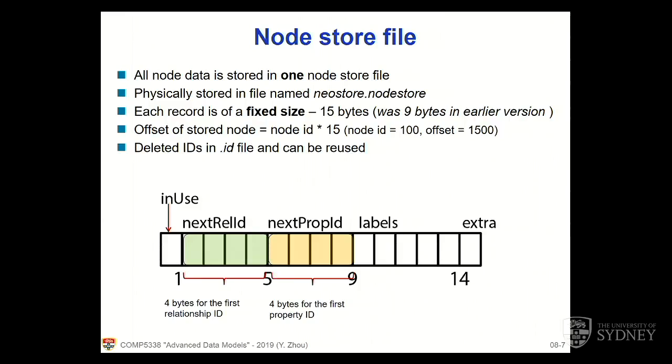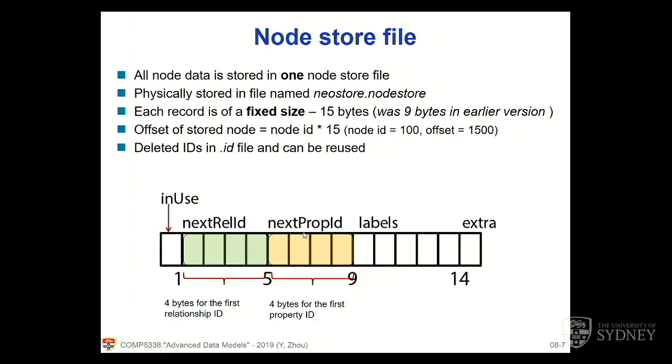And the next 4 bytes are for the property. It's the property ID, so it's another pointer. It stores the ID of the node's first property. The order is not that important. A node might have many properties, and depending on the order of creation, like when you assign the value to the properties, one of them will be the first one, and it has an ID, and the ID is stored here, and all the others can be found from this one.